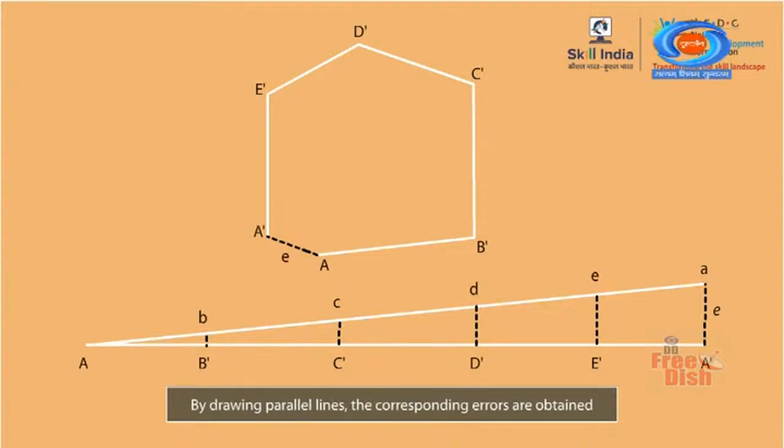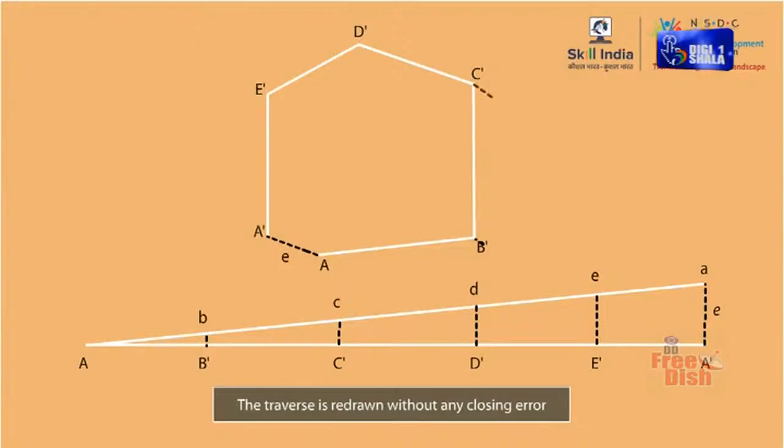to A', the corresponding errors B, B' to E, E' are obtained. The lines B, B' to E, E' are drawn parallel to A' upon the traverse with the closing error. The end points of these lines are marked B, C, D, and E, respectively.